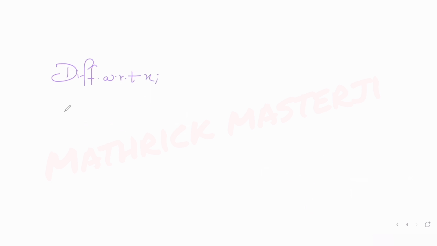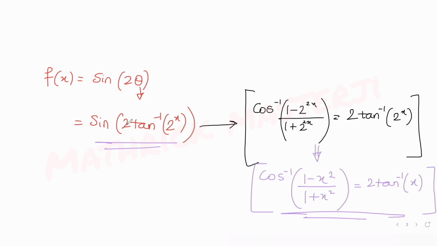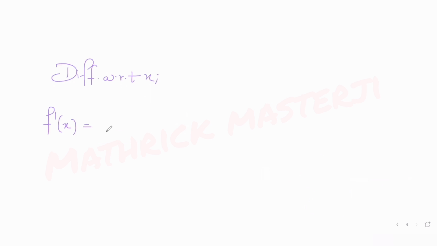Now, when I differentiate it with respect to x, f dash of x becomes sine of 2 tan inverse of 2^x. So sine theta's derivative, we know it is cos theta, so it becomes cos of 2 tan inverse of 2^x, into, further, the derivative of this entire expression inside the bracket. So it becomes 2 tan inverse of theta. So derivative of tan inverse of theta is 1 upon 1 plus theta square.